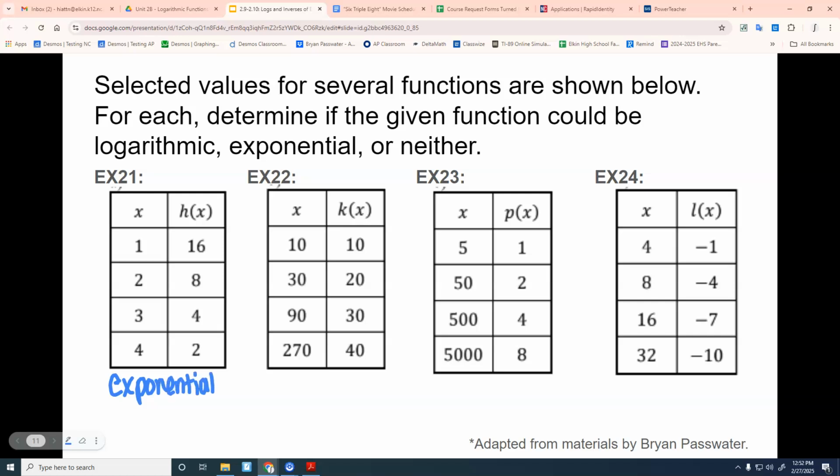Okay? X values are increasing by 1. H values, what are H values being multiplied by? 1/2, right? So it's exponential decay in this case, but it's still exponential. Okay, look at the second one.